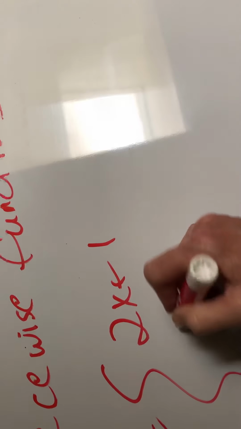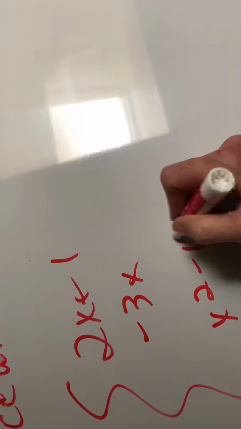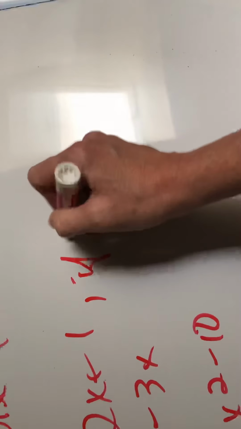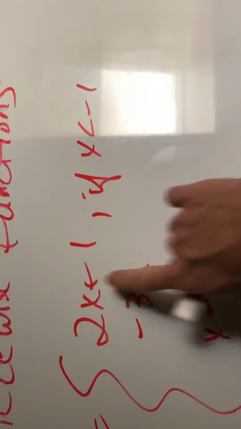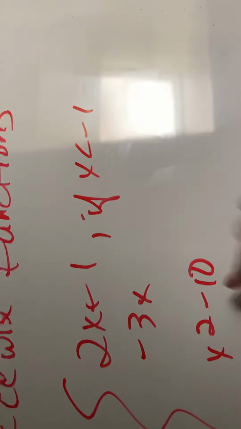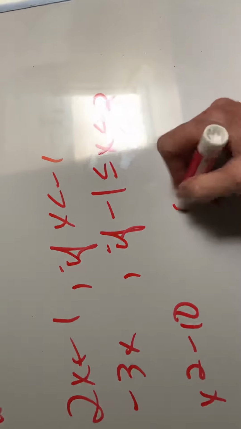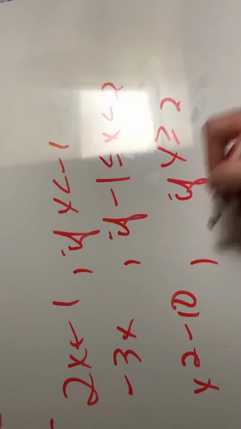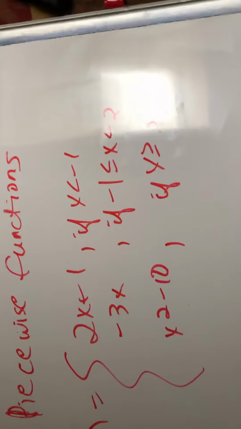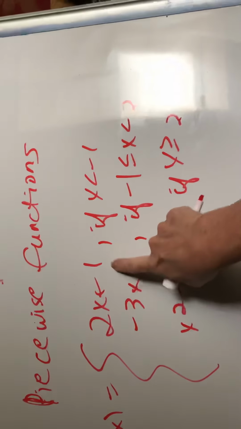Okay, then this is an example of a piecewise function that is not a step function. The reason it's not a step function is because you don't have just plain numbers right here. You're actually going to have to use the x that you're given and plug in to find answers. Okay, so here's my piecewise function. It's 2x plus 1 if x is less than -1. It's -3x if x is between -1 and 2. And x squared minus 10 if x is greater than or equal to 2. So we're going to evaluate this.